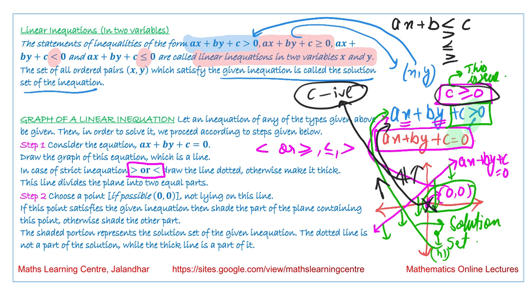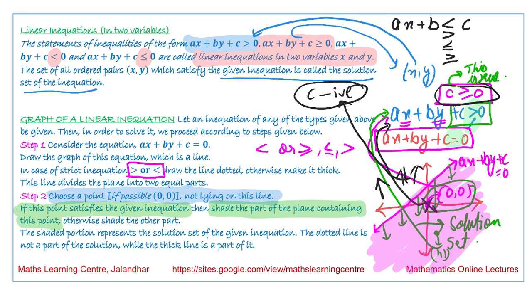This is mentioned over here: choose a point, if possible 0 comma 0, not lying on this line. If this point satisfies the given inequation, then shade the part of the plane containing this point. That portion of the plane is the solution set. And if it is not satisfied, then the upper portion will be the solution set.